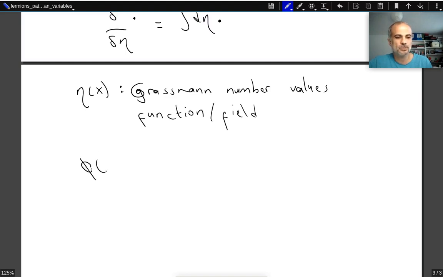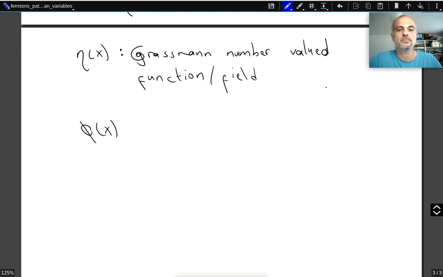You see, when we were talking about the functions phi of x, what this function does is, if you put a position in, it gives you a real number or a complex number, depending on whether this is a real or a complex field. Well, similarly, this function over here, when you give it a position, just returns a Grassmannian number to you. That is why it's called a Grassmann number valued function. So that is essentially the basics of the Grassmannian path integrals.